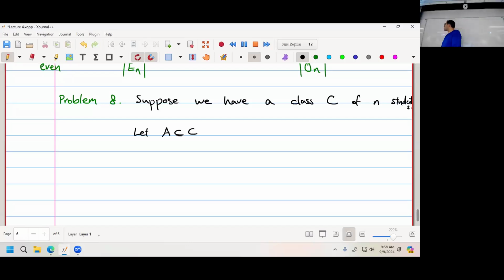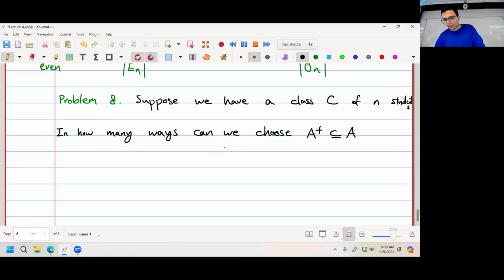And then I want to give some other students A plus, and A plus is a subset of A. So A plus is a subset of A, which is a subset of C. My question is, in how many different ways can I do this? In how many ways can I choose these two sets, A plus and A, such that one of them is a subset of the other?